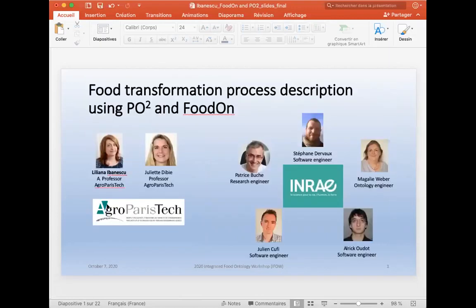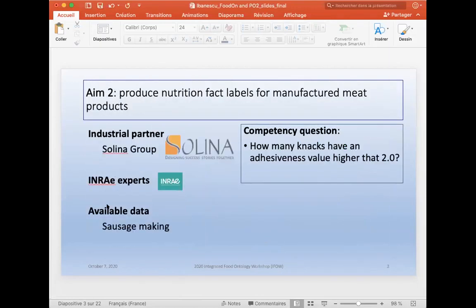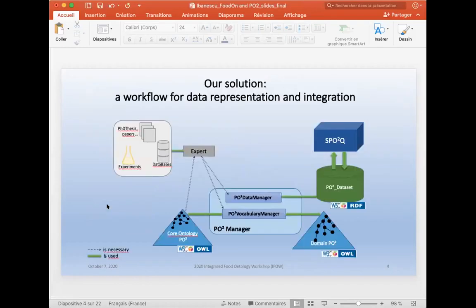The second project was about producing nutrition fact labels for manufactured meat products. And this is the same project that Patrice presented just before about finding missing information about nutrients in food. And my example in the presentation will concern this project. The data we have is about sausage making. And the solution we propose, which is suited for both of the projects, is this integrated workflow where I want to show what we have done.